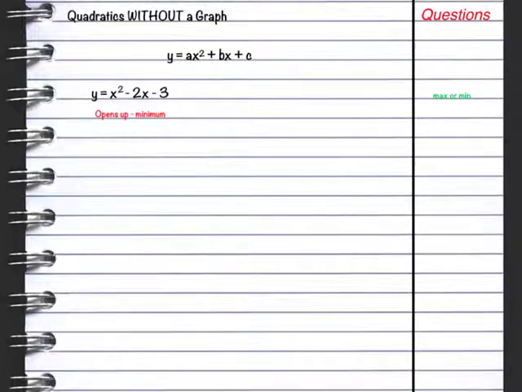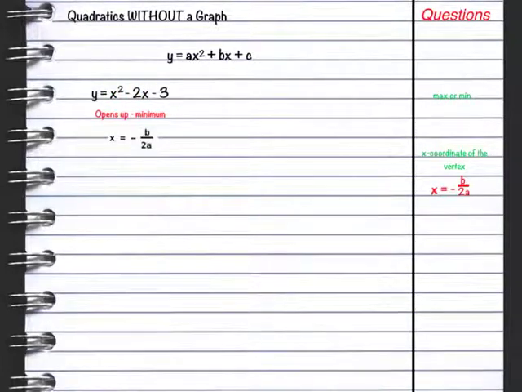Now, what about the vertex? How do I find the vertex without graphing it? One of the pieces we can use is that we can find the x-coordinate of the vertex by using this equation right here: x equals negative b divided by 2a. And remember, b and a refer to the parts of your standard form quadratic equation. So b is going to be negative 2, a is going to be a positive 1 here.